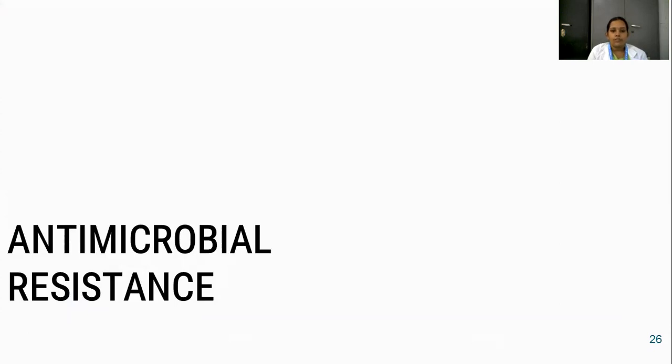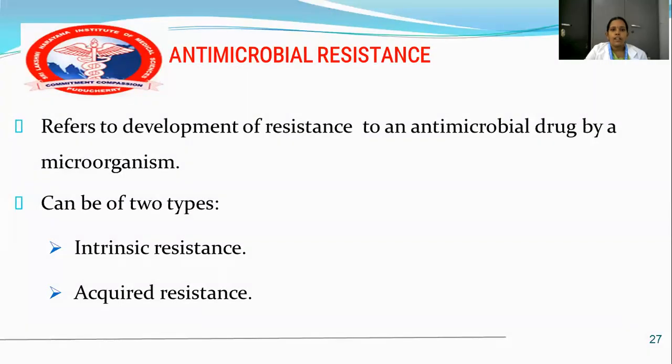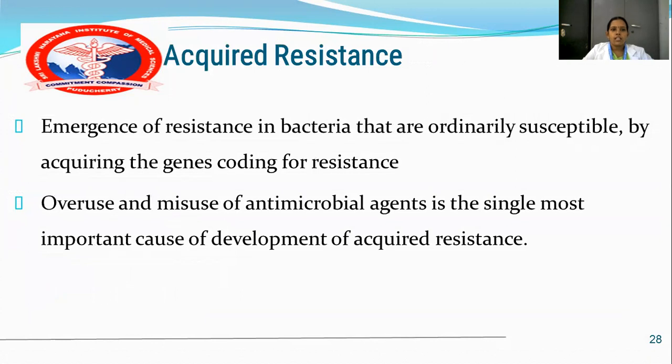If again you get an infection and they give the same drug, there is no use, because it becomes resistant because of gene level alteration. So it refers to the development of resistance to an antimicrobial drug by a microorganism. It can be of two types, intrinsic resistance and acquired resistance. Acquired resistance is the emergence of resistance in bacteria that are ordinarily susceptible, by acquiring genes coding for resistance.